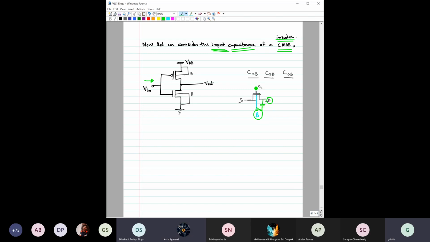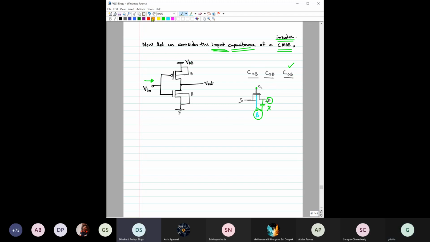But now we are considering here the input. So definitely this capacitance would not come, right? It would not be part of our current flow circuit that we're actually considering. So if you are considering the input capacitance, definitely this would not come, but this would come, right? Shubhayan, you are saying something. Could you please repeat?